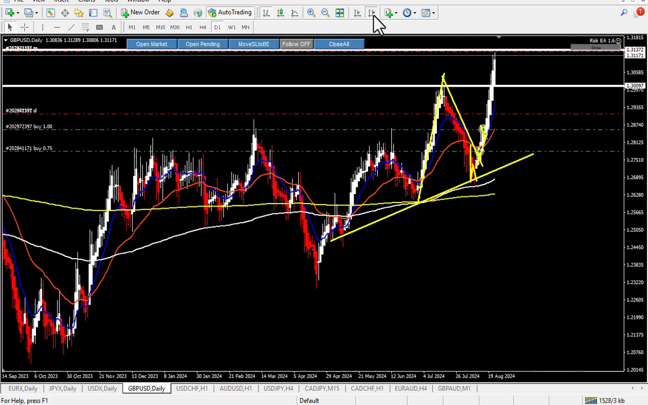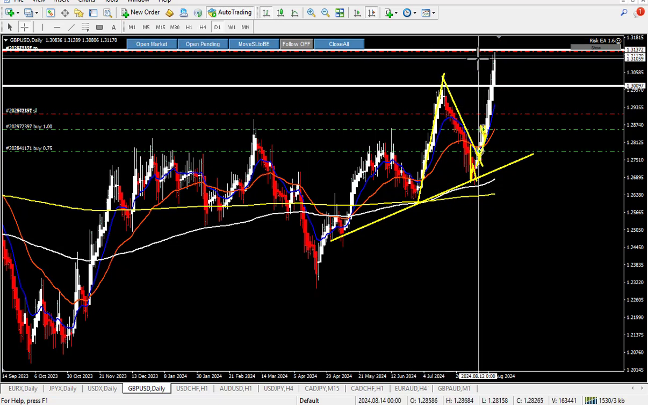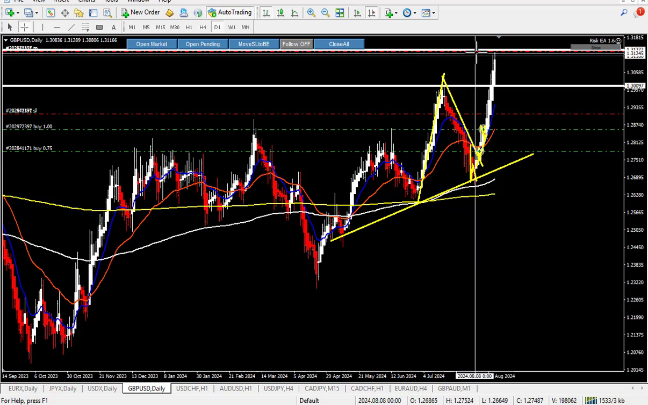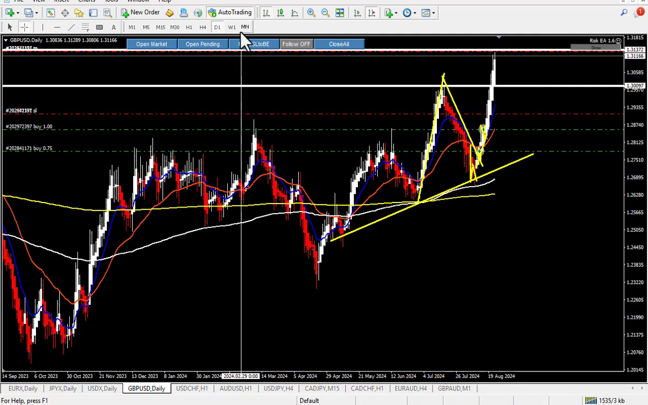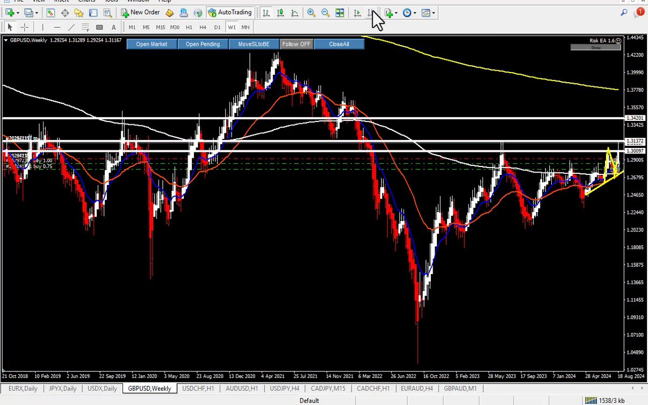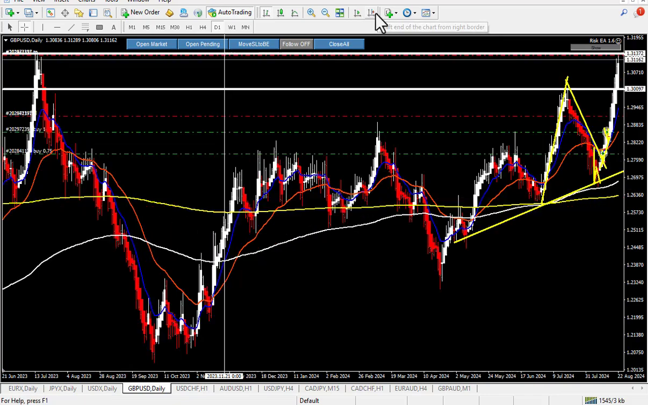And now you can see my first target area has been broken on the daily, and then the price reached my second target area, which was the next daily resistance area. So now I will just close the trade by my EA, which I use for opening a position and closing a position. This is a risk EA.